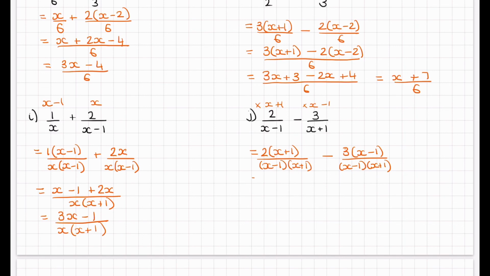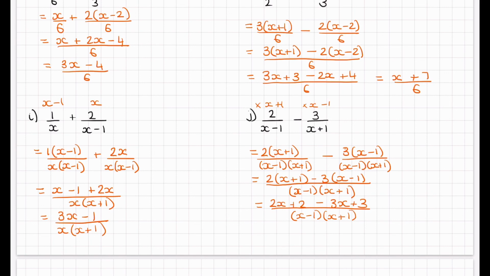Now we have the same denominator, we can create one fraction, so we'll have 2 times x plus 1 minus 3 times x minus 1 all over x minus 1, x plus 1. And then from there we can expand and simplify. So we'll have 2x plus 2 minus 3x. And we'll have plus 3 because it's minus 3 times minus 1. All over x minus 1, x plus 1.